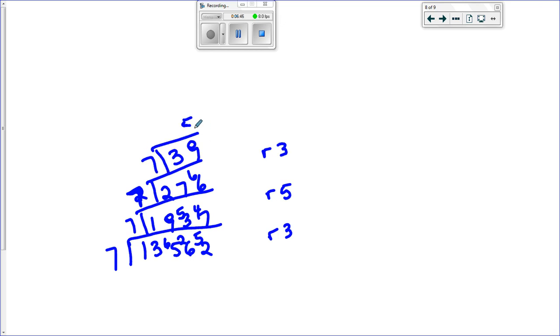I go 5 times, remainder 4. Now 5 is too small, so it goes 0 times, and there's my remainder 5. So my answer is 5, 4, 3, 5, 3, base 7.